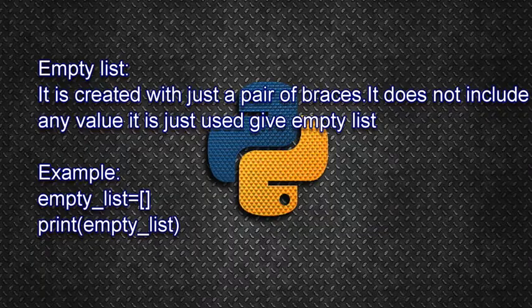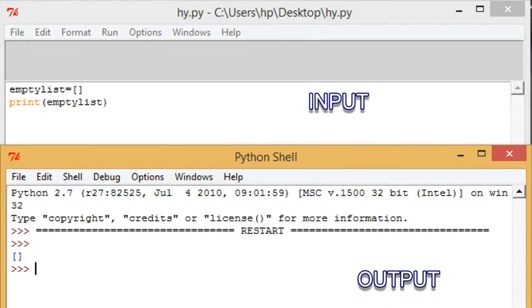Similarly, we also have an empty list. The second type of list that we have is the empty list. The empty list is just a list which does not include anything. Here we are writing empty list equals to empty brackets, and then we are printing the empty list. It will display nothing, it will just tell us that this list is an empty list.